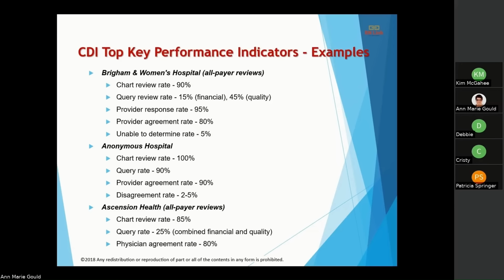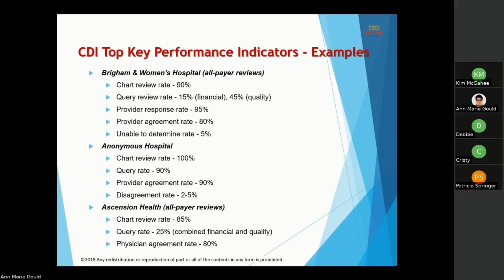Now, Ascension Health also did all payer reviews, and the chart review rate goal was 85%. Query rate was 25%. So that was both financial and quality. And then they looked at their physician agreement rate, and that was 80% or higher. So from reading the article, they did all meet their goals. Each of the senior leadership, the CDI directors, did mention that, yeah, we met our goals.